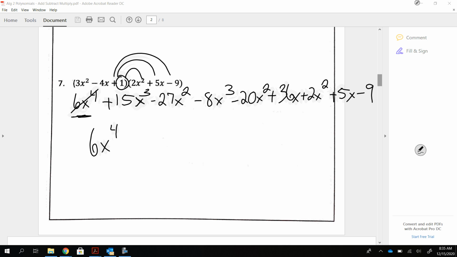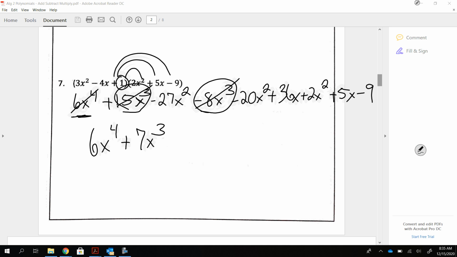Now we look to the next one. 15x cubed. Is there a like term? Yes, there is. We see this 15x cubed can combine with this negative 8x cubed. 15 minus 8 is a positive 7x cubed. That's done, and that's done.